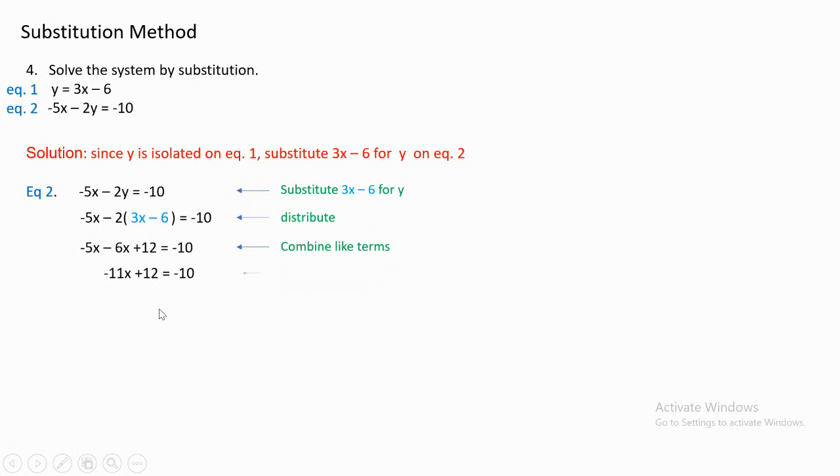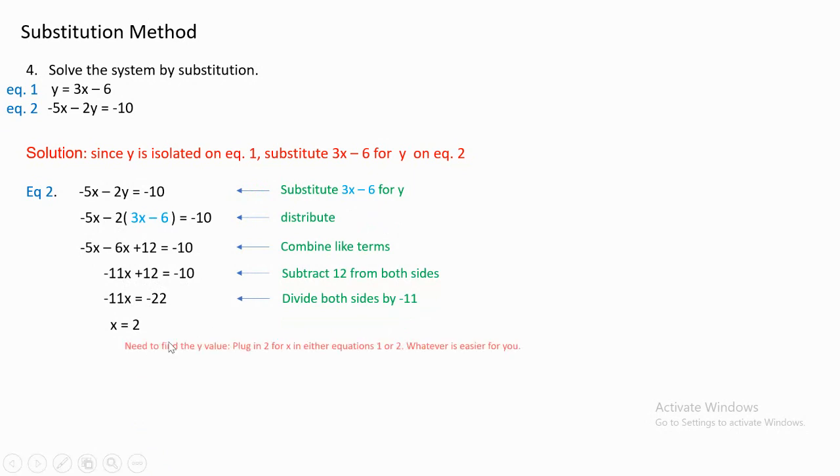So now I have to subtract 12 from both sides. So negative 10 minus 12 will give us negative 22. Now I need to divide both sides by negative 11. That should give us x equals 2. Okay? So x equals 2. Then we need to find the value of y. So we need to go back to either equation 1 or 2, plugging 2 in for x, whatever is easier for you. In my opinion, since y is already isolated, I'm going to plug in the value in equation number 1.